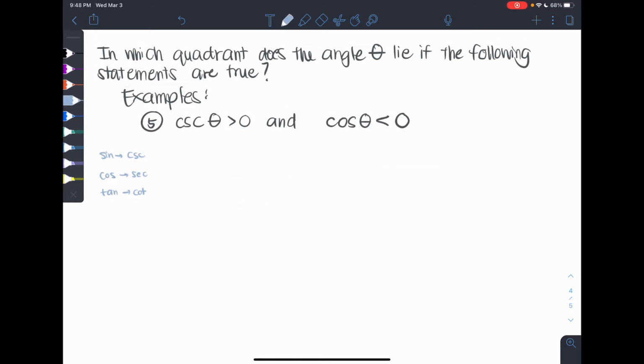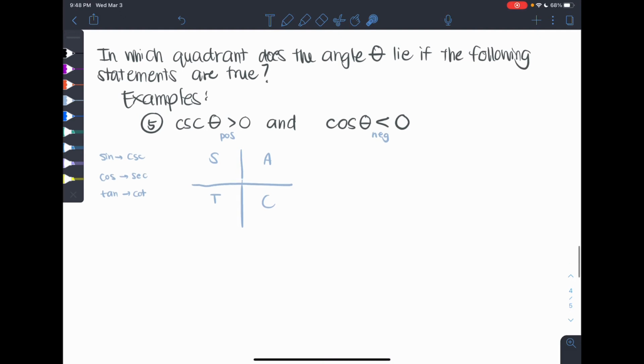So for example 5, now we want to figure out where is cosecant positive and cosine negative. So I have my reciprocals written out here. And we also remember A, S, T, C. All right, so first let's figure out where is cosecant positive.